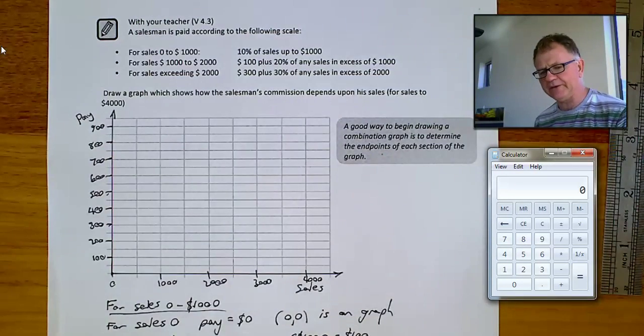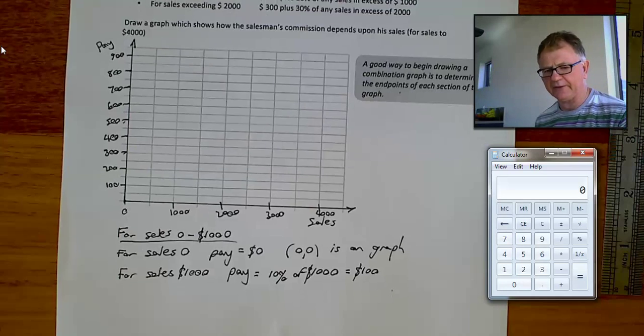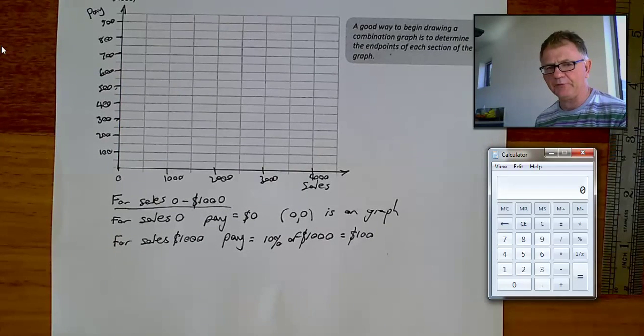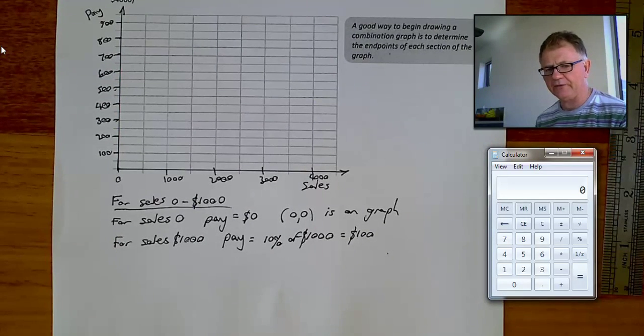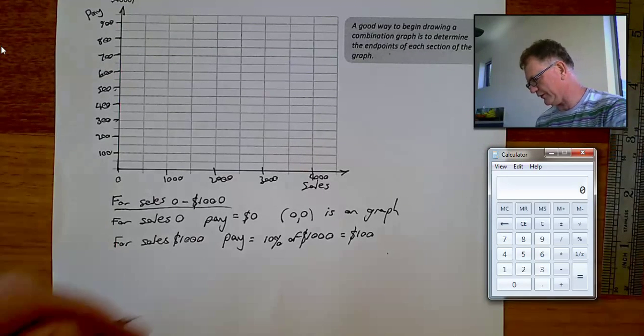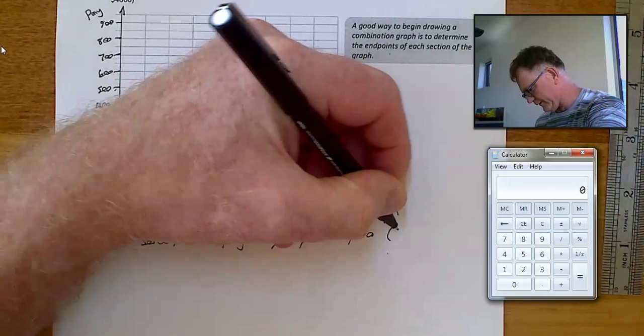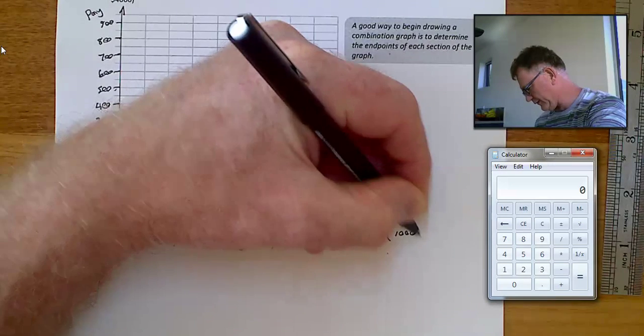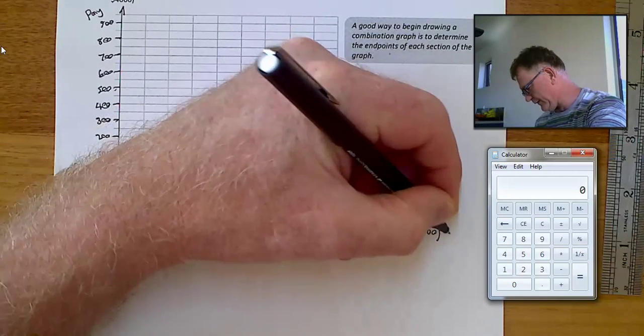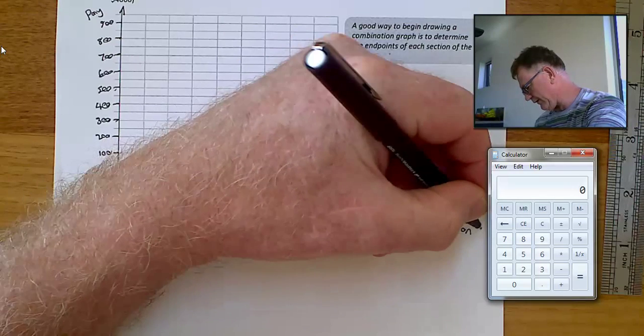So we've found another point. I'll just move that up so you can see. We've found another point on the graph. That means that the point where sales equals 1,000 and pay equals 100 is a point on the graph.